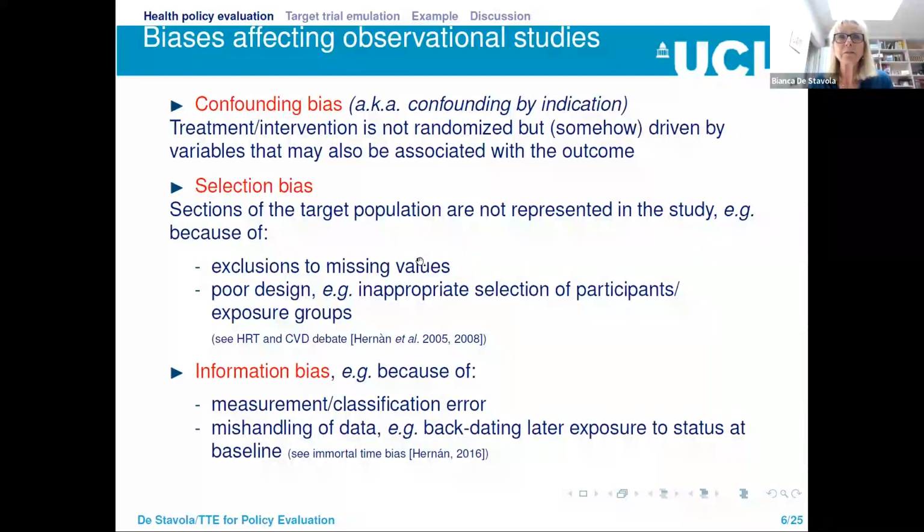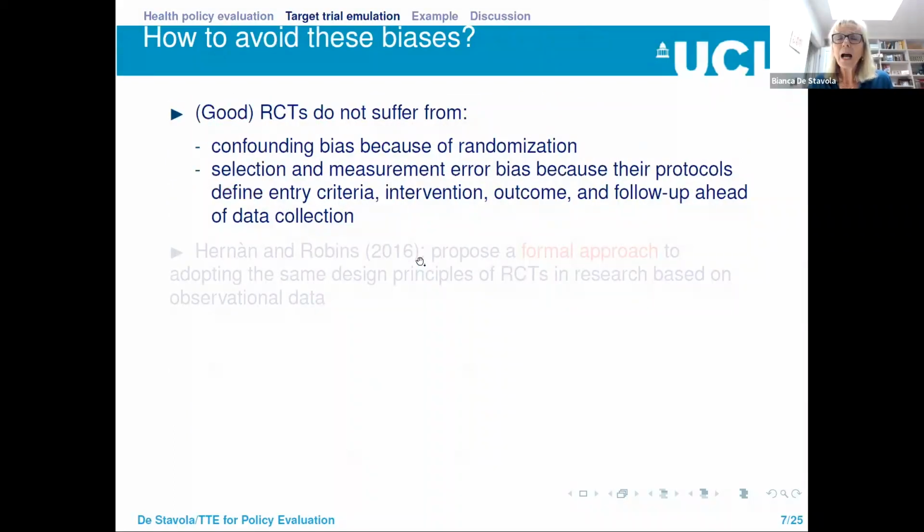So how can we avoid this bias? Well, what we learn from RCTs is that they obviously don't suffer from confounding bias and generally don't suffer from selection and measurement error bias. But why? Because they're designed before data are collected, and they're designed through protocols that define the entry criteria and therefore the population to which the causal question refers.